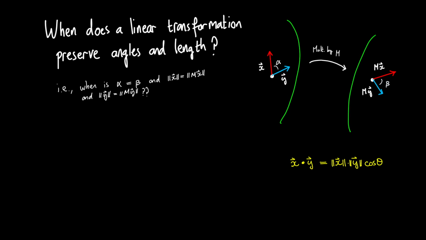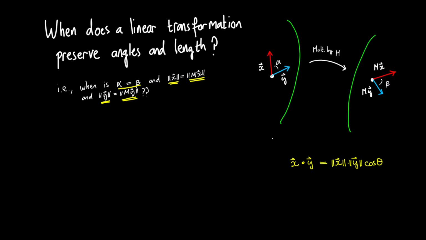Well, I've got a little diagram here which will illustrate what we mean. We have our two vectors x and y. These represent any two vectors, and they have a specific angle between them, alpha. When we multiply by this matrix M, we get two other vectors, Mx and My, and they have an angle between them, beta. We're interested in the condition when alpha equals beta, and when the magnitude of x equals the magnitude of Mx, and the magnitude of y equals the magnitude of My. Great, so that's really the main thing we're looking into today.